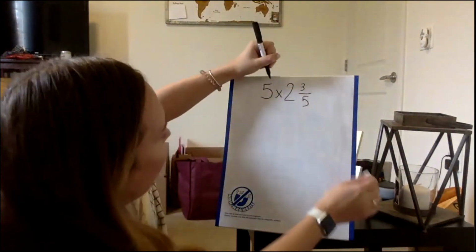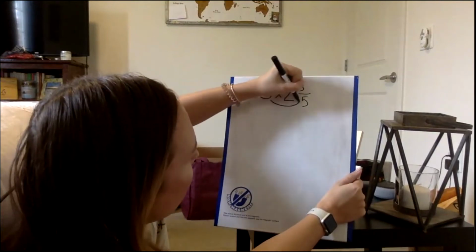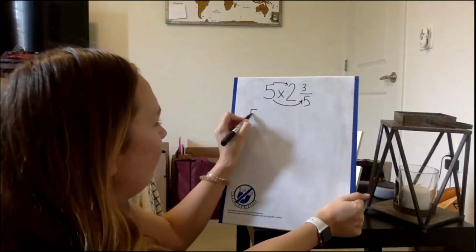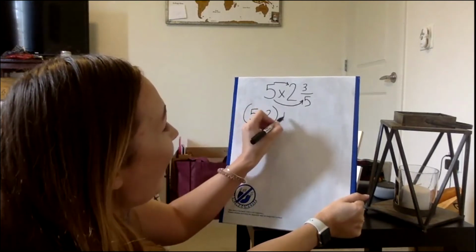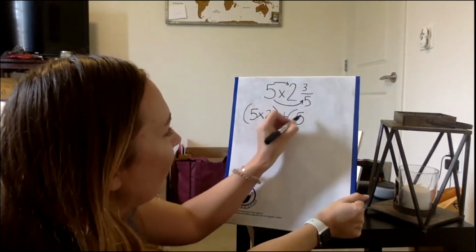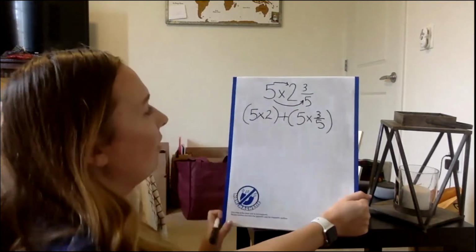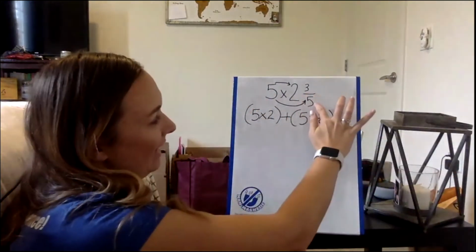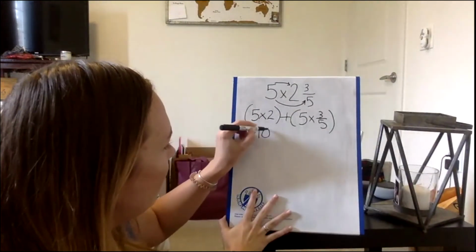I need to take this 5 and I need to multiply it into the whole, but I also need to multiply it into the fraction. So I'm going to do 5 times 2, and I'm going to add that to the 5 times 3/5. So that's the distributive property right there, where I take this 5 and I multiply it into the 2 and into the 3/5. So 5 times 2 is 10.